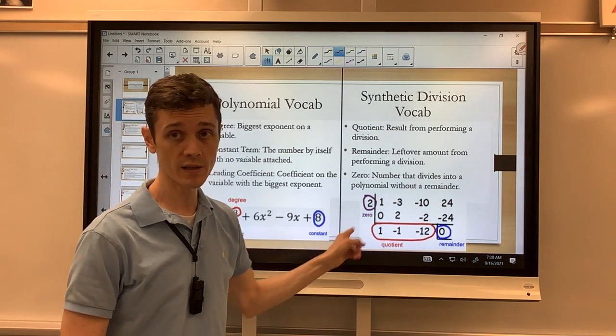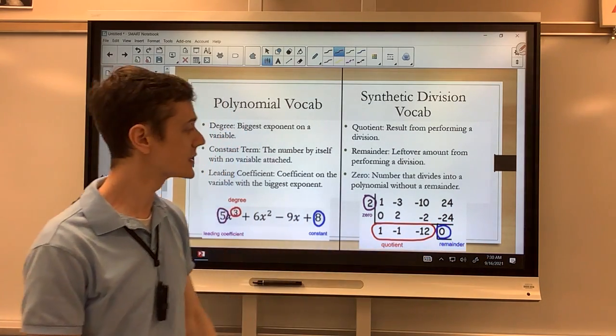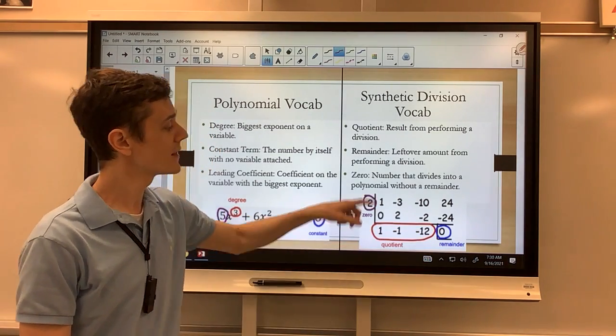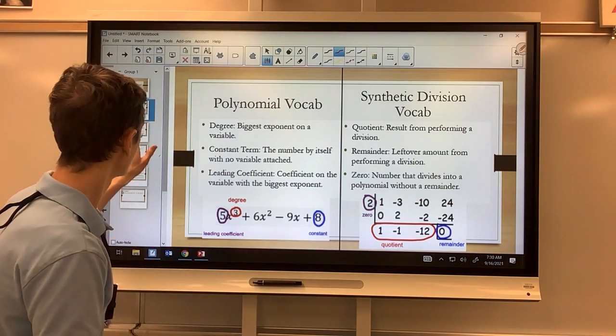And then when we're talking about the synthetic division vocab, whenever I refer to the quotient, those are the numbers underneath your synthetic division, not counting the remainder. The remainder is that very last number on the end. The 0, if you do get a remainder of 0, no remainder, then that means this number you were testing with synthetic division was a 0.